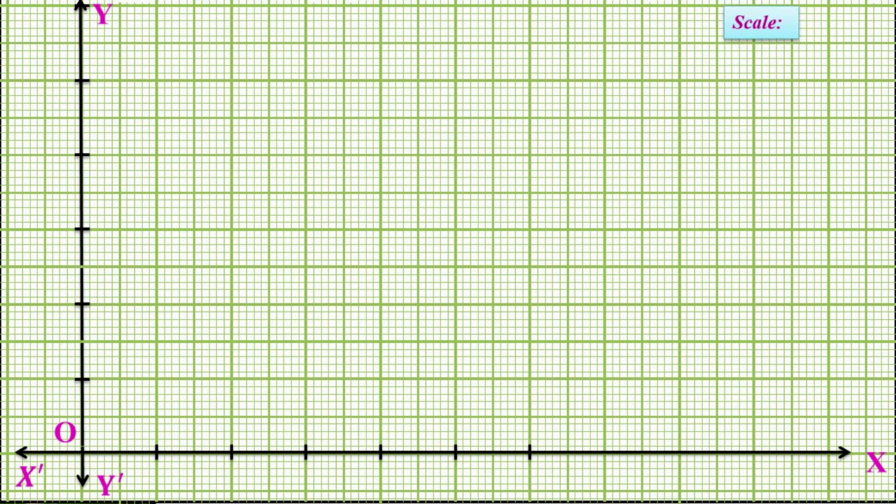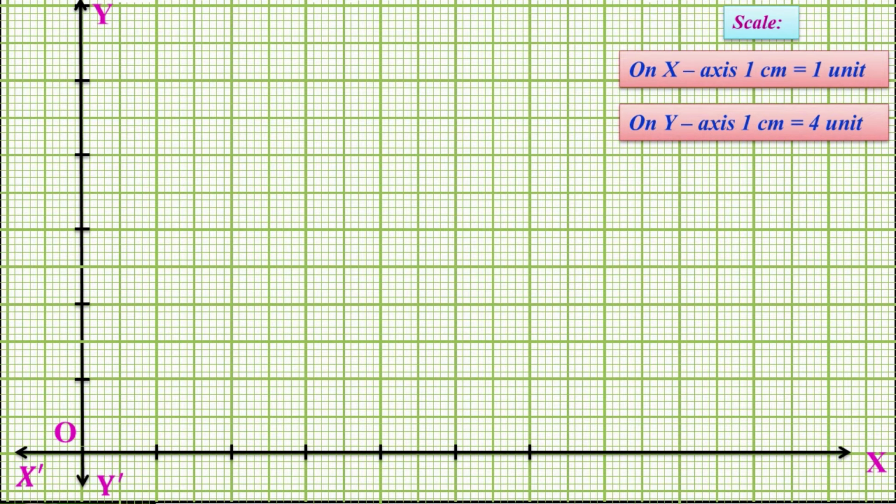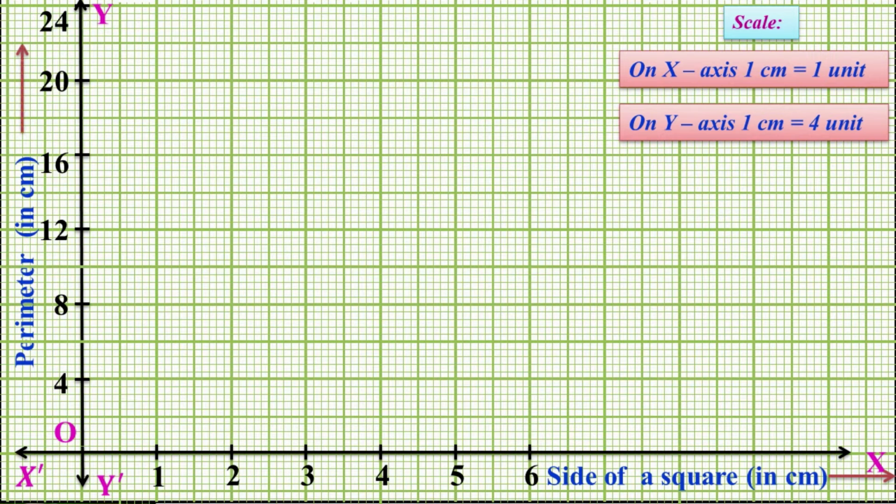Now we take the scale. The lowest value on the x-axis is 2 and the highest value is 6. So we take on the x-axis 1 centimeter equal to 1 unit. The lowest value on the y-axis is 8 and the highest value is 24. So we take on the y-axis 1 centimeter equal to 4 units. Now mark the points on the x-axis 1, 2, 3, 4, 5, 6. And mark the points on the y-axis 4, 8, 12, 16, 20, 24.